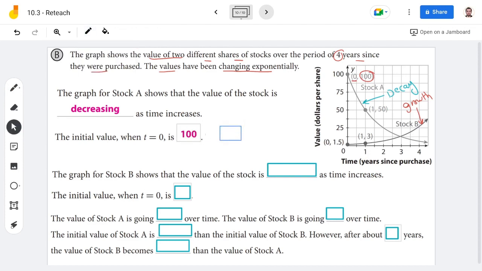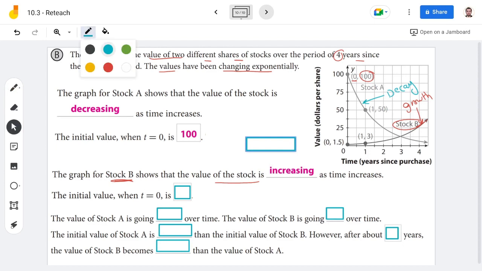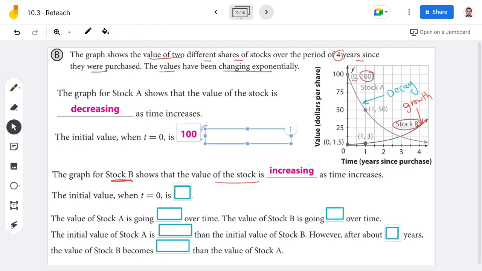Next, the graph of stock B. So we are talking about stock B now, this one here. The value of the stock is increasing with time. Then, what is the initial value when t is equal to 0? If I look here, the initial value is 1.5.